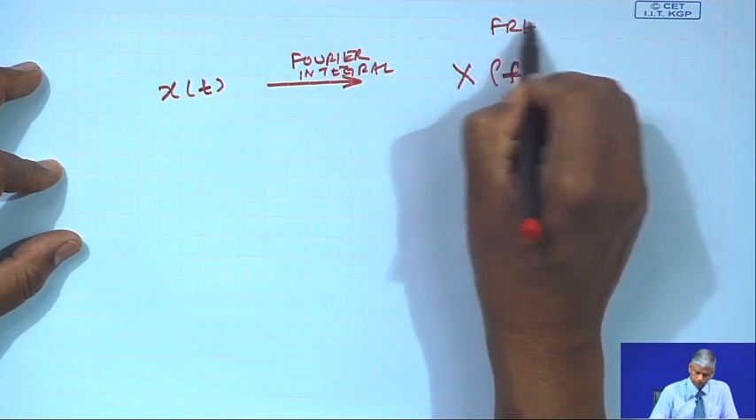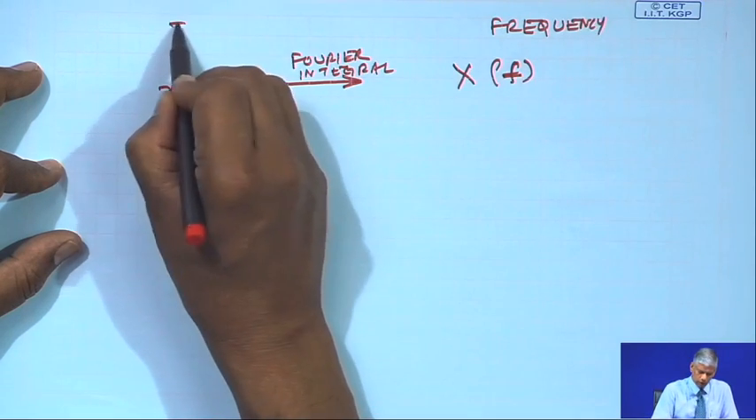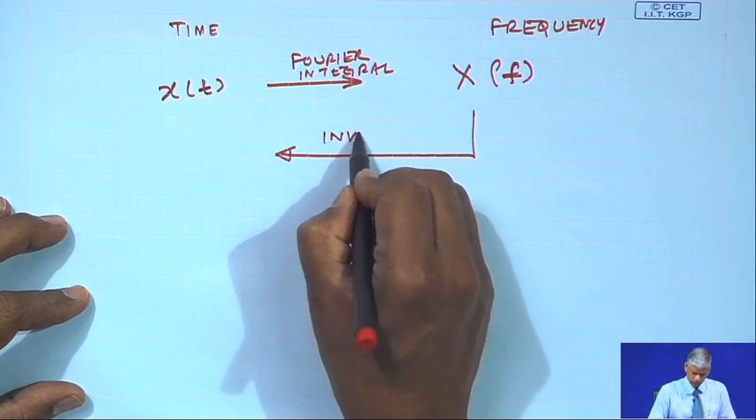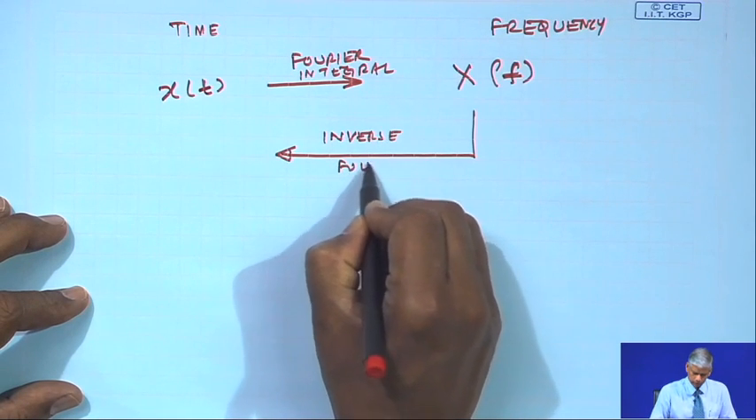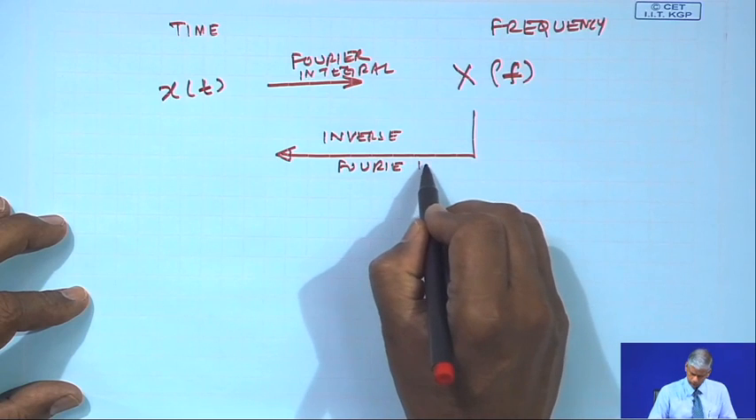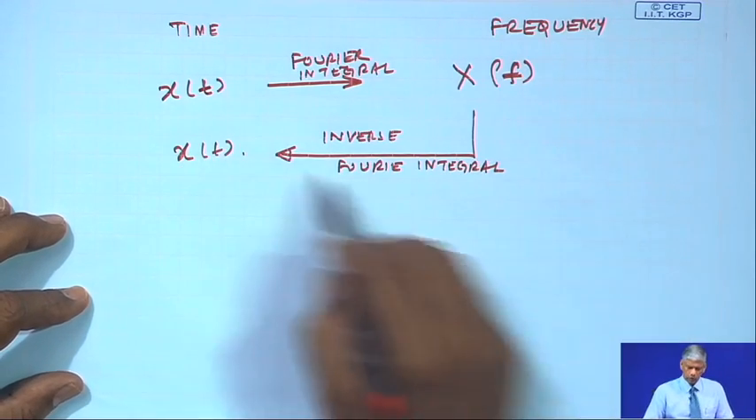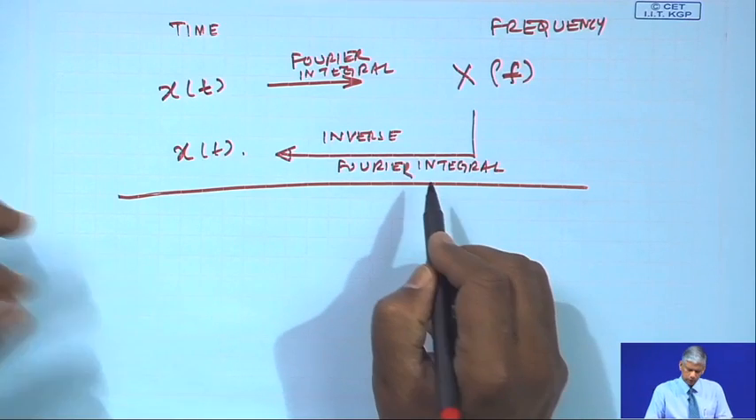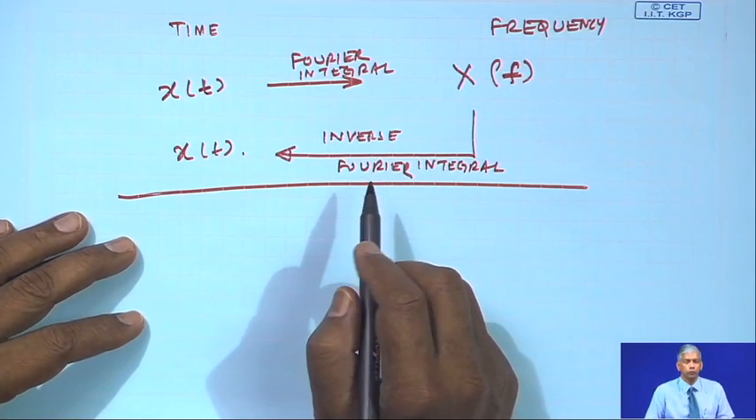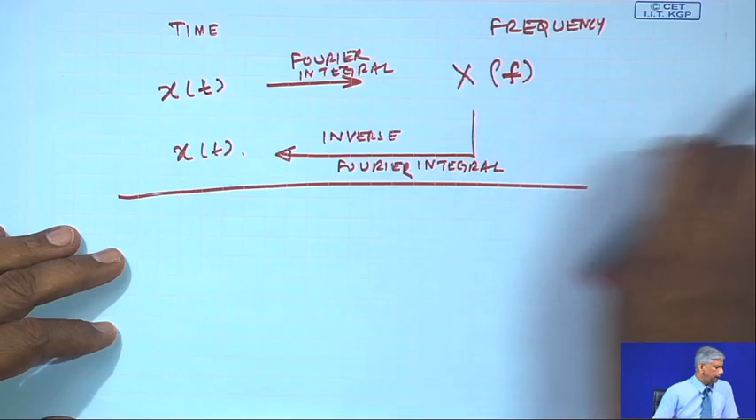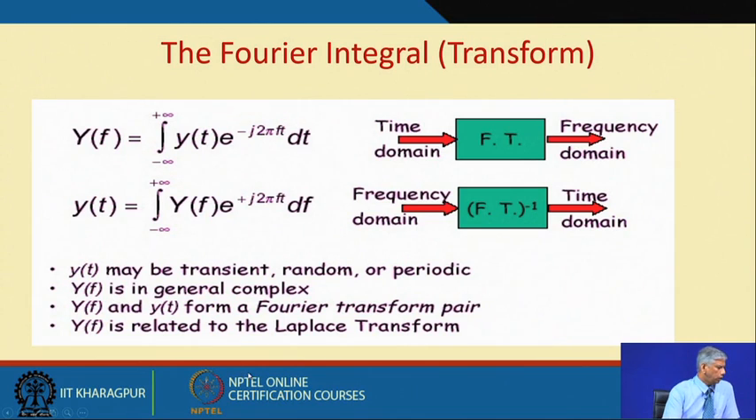So, this is frequency and this is in time. Now, the same signal I can do an inverse Fourier integral on and get back my original time domain signal. So, this is very powerful in terms of application in machinery condition monitoring, because for any signal I can do this, and we will see how this is implemented. But again, you see this y(t) may be transient, random or periodic, Y(f) is a complex number. So, this becomes a complex quantity, and this pair is known as the Fourier transform pair.